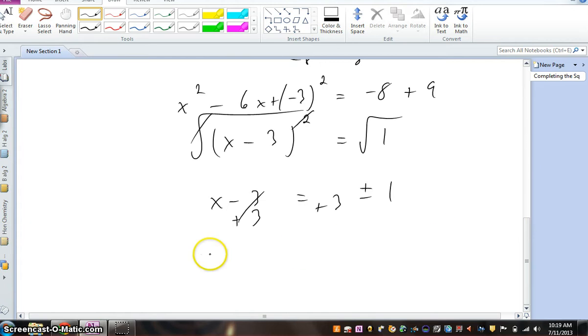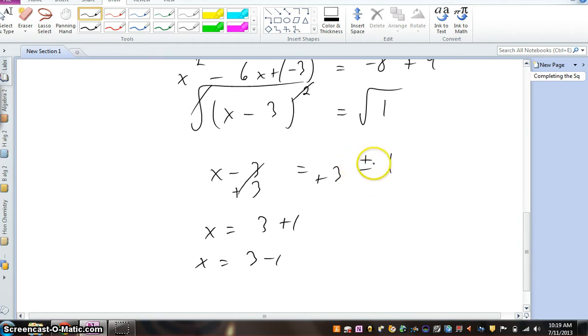We have to say, all right, this is the same as saying we have x equals 3 plus 1, and we also have x equals 3 minus 1. Because notice we have plus and minus here, all right? So we have 2 things. We have to account for both answers. So we get 3 plus 1 is 4, 3 minus 1 is 2. And there are your answers, okay?